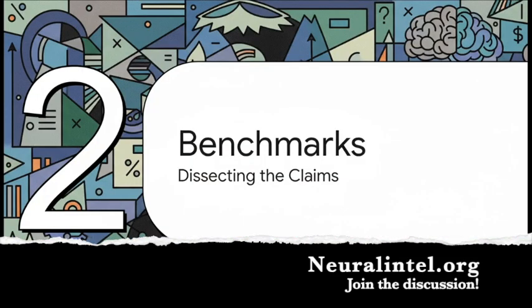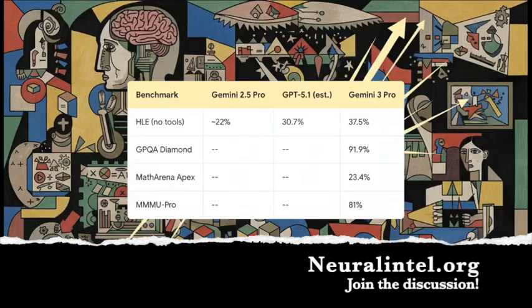All right, time for our first neural signal check. The big question is, do the numbers actually back up this claim of state-of-the-art reasoning? Let's take a look. So, do they back it up? Yeah. The numbers don't just support the claim, they basically shout it from the rooftops. Look at Humanity's Last Exam, a benchmark literally designed to stump PhDs, and Gemini 3 Pro is just blowing past the competition, and that's without tools. And this isn't a one-trick pony either. It's setting new records all over the place.